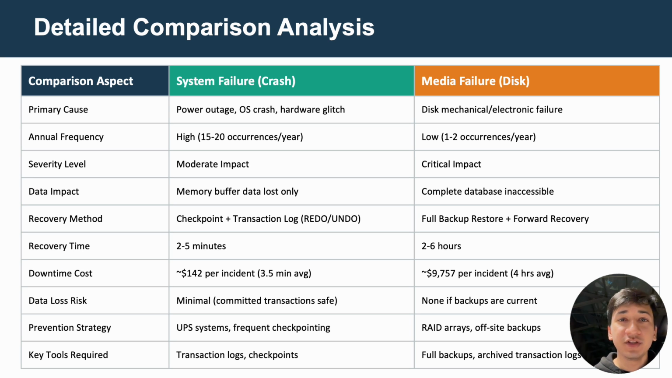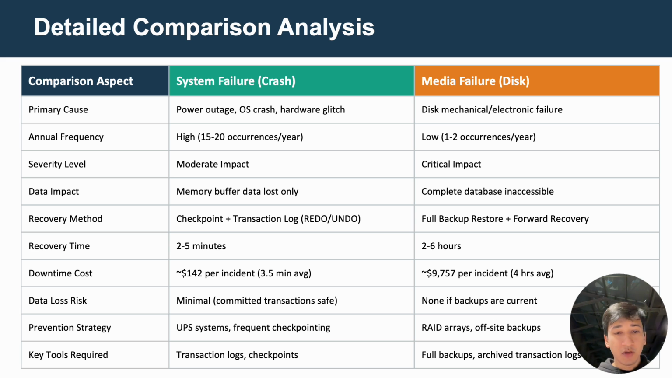Now let's compare these two scenarios through this comprehensive table. As you can see, they differ significantly across multiple dimensions. System failures are caused by power outage or operating system crash, whereas media failure is caused by disk mechanical or electronic failure. The annual frequency for system failures is pretty high, around 20 to 50 occurrences per year, whereas for media failure it is low, 1 to 2 occurrences per year.